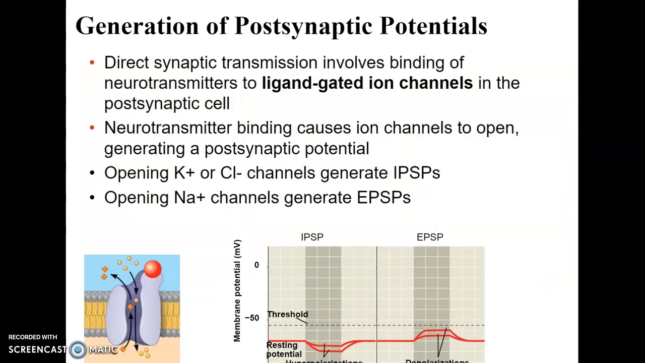So the direct synaptic transmission involves the binding of the neurotransmitter to a ligand-gated ion channel in the postsynaptic cell. The neurotransmitter binding causes the channel to open and will either cause potassium to flow out of the cell, or chloride to flow into the cell. Either way, that's going to cause a hyperpolarization or an IPSP. The opening of the sodium channel would cause a depolarization or an EPSP.